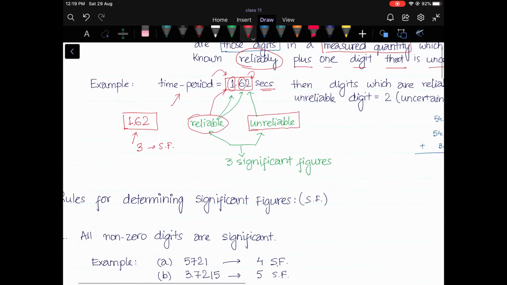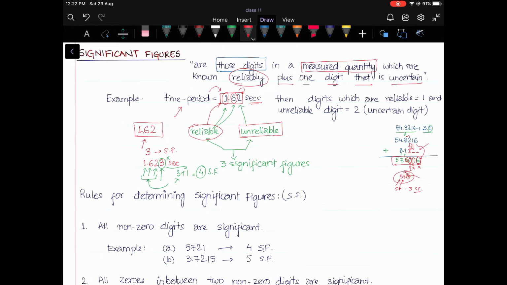Another example, if I would have written 1.623 as my measurement, then I can tell you that this digit here is certain, this digit is certain, even this 2 is certain, but this 3, the last digit, is an unreliable digit which we are not sure of. Hence, the 3 reliable digits plus 1 unreliable digit, that is your 3. So we have a total of 4 significant figures here.